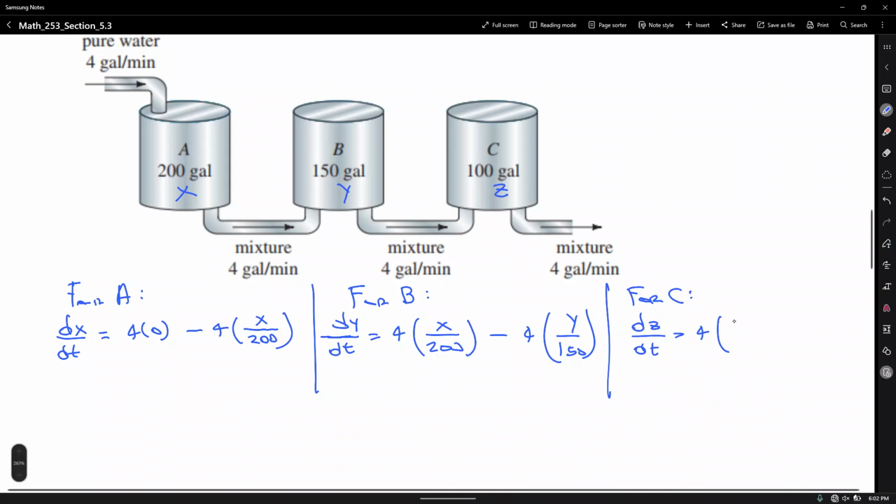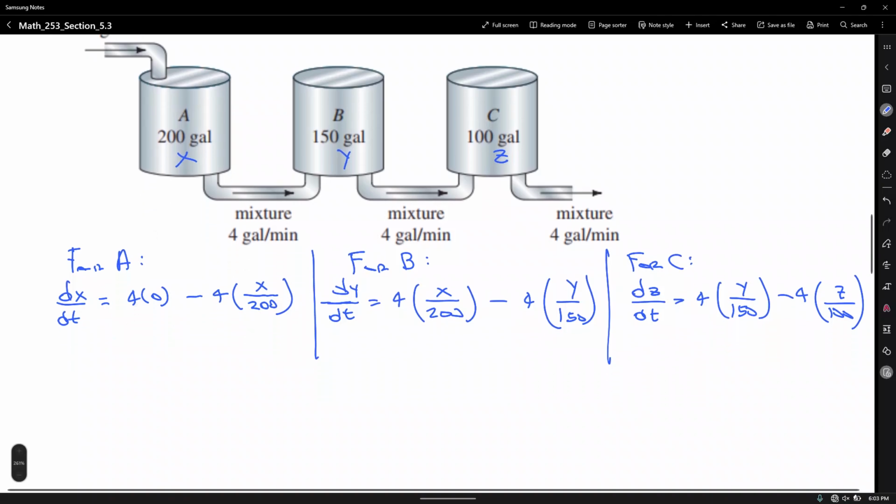But what's the concentration? That's y over the volume of B, which is 150. And then what's coming out? Whatever is coming out now is in terms of Z. That is, at the same rate of 4 gallons per minute, Z over this time is 100 gallons. All right? Okay, guys, let me reduce the equation. I should have done that from the very beginning.